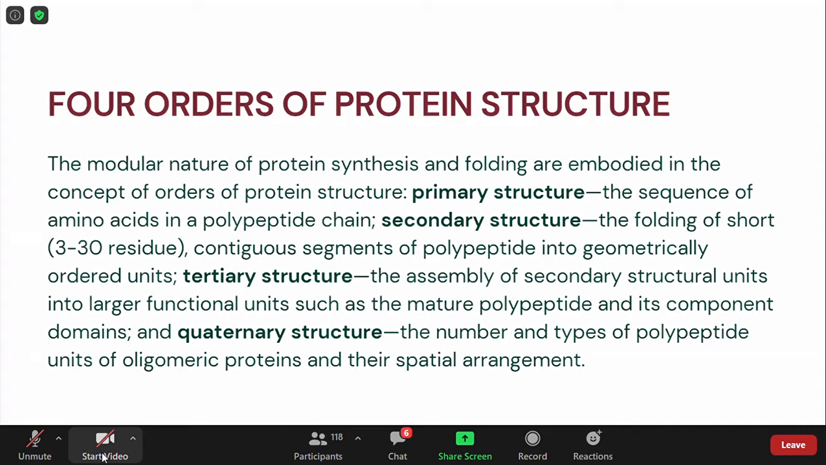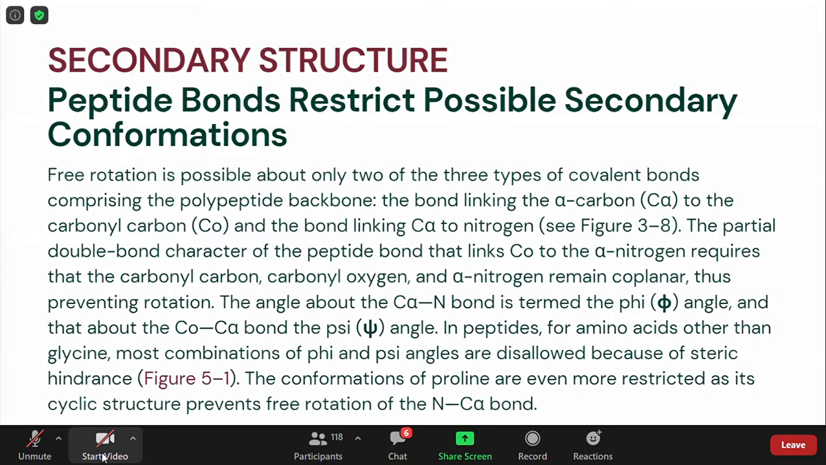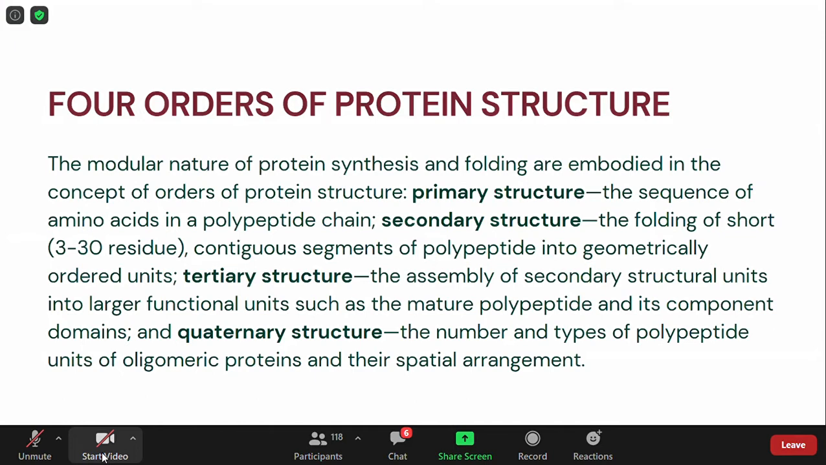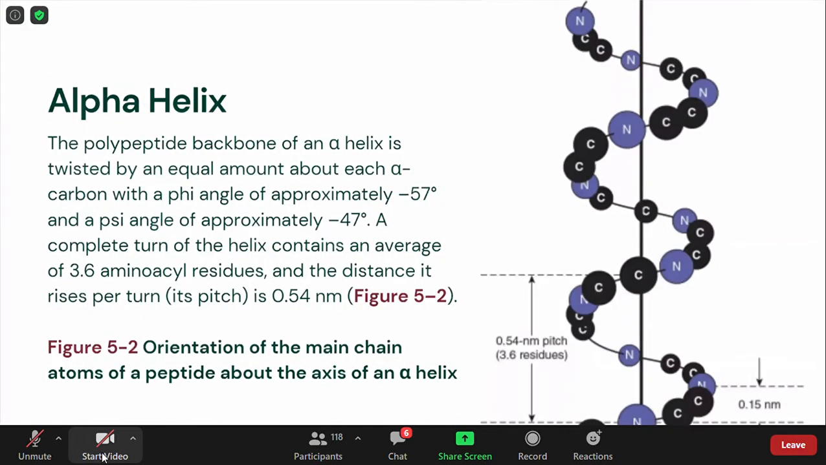Next we have the secondary structure. The folding of short, about 3 to 30 amino acids, or what we call 3 to 30 residues, contiguous segments of polypeptides into geometrically ordered units. Then we have, for the secondary structure, first one, alpha helix.